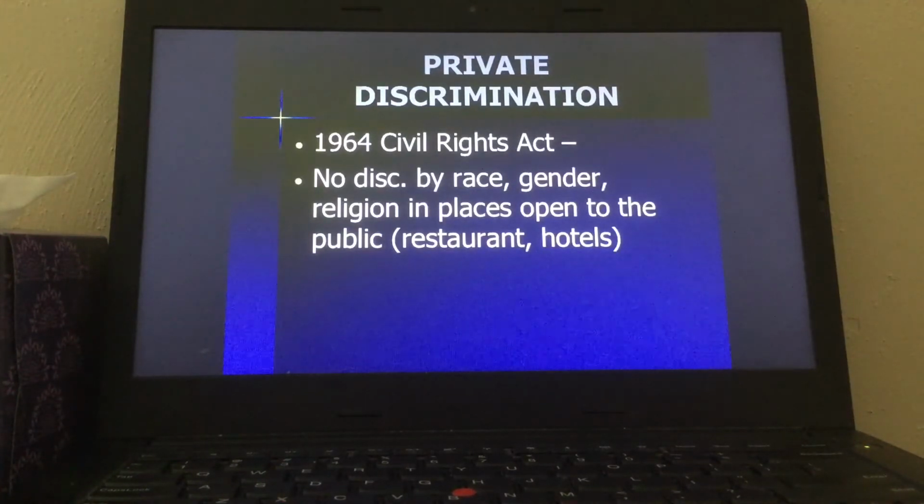And Congress put an end to this in 1964 with what they call the Civil Rights Act, which is a really, really big deal. It said no discrimination by businesses, and specifically that applied to restaurants and hotels on the basis of race, gender, or religion. So if you're open to the public, you have to be open to people of every race, of every gender, and of every religion. You can't discriminate and serve some people and not others based on race, gender, religion. So that was a really big deal.